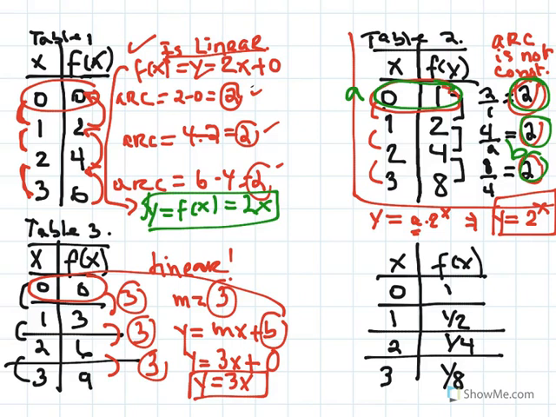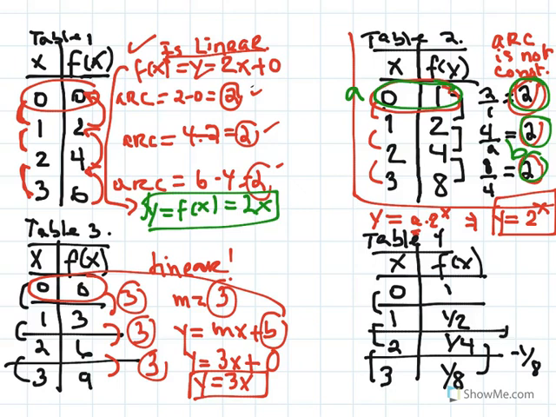Now let's go with table 4. In table 4, again I have consecutive outputs. What I'm going to do is subtract these consecutive outputs and see what happens. So let me subtract 1/8 minus 1/4. If you want, you can do it in your calculator. The answer is negative 1/8.